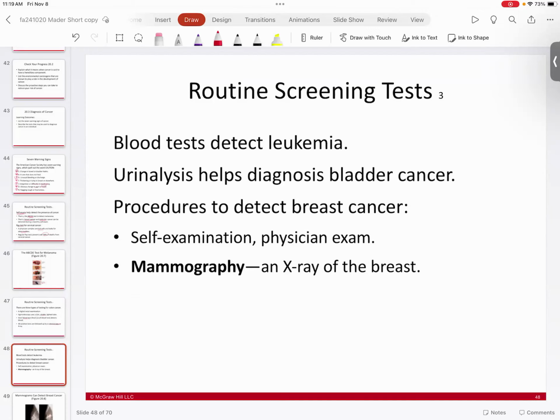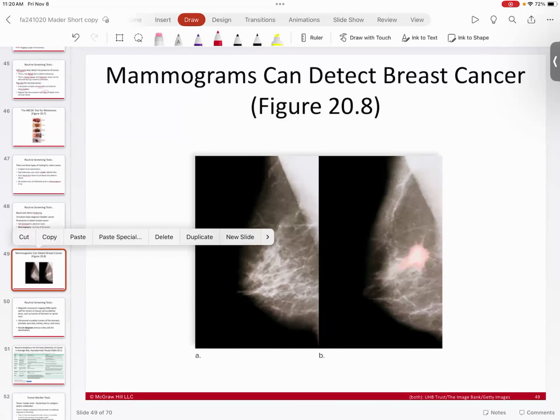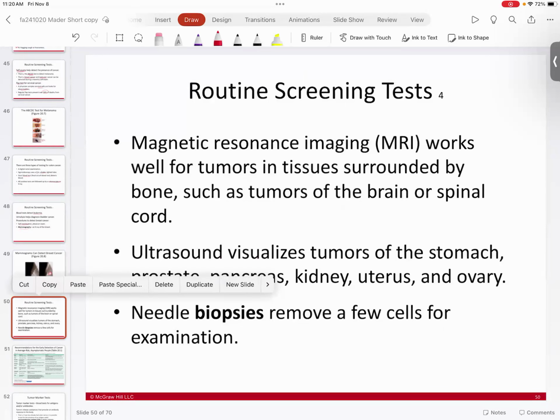For leukemia, you can do a urinalysis to see if there are abnormal metabolites in there. For instance, if there are leukocytes, basically they're getting into your urine system, and you should be able to see that in your urine. And for breast cancer, basically self-examination, physical exam, and mammography, right? So take a look to see if there are any lumps in the breast tissue itself. For instance, here is a mammogram where you can see a growth occurring in the breast tissue, which hopefully you should be able to feel on self-palpation.